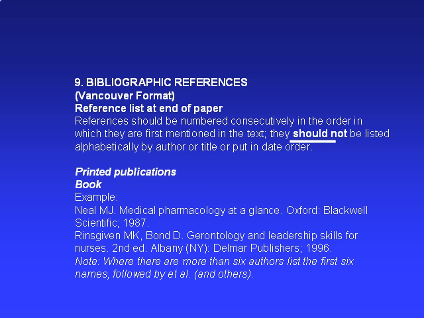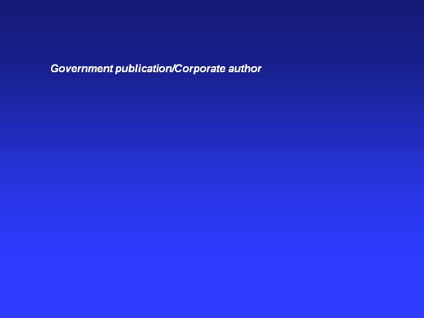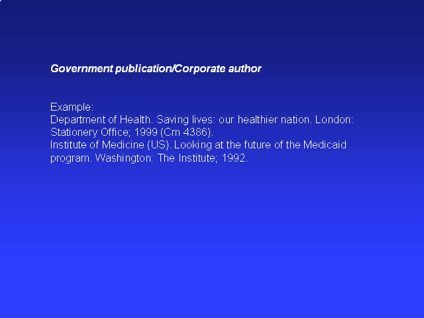Have a look at various examples. Printed publications. If it is a book, then the author's name, the title of the book, the publisher, and the year. If it is a government publication, then the department of the government, the title, the place, the publishing authority, and the year.